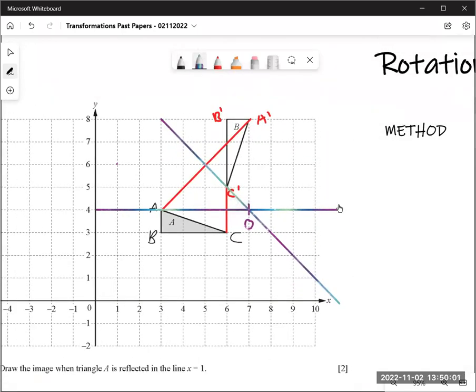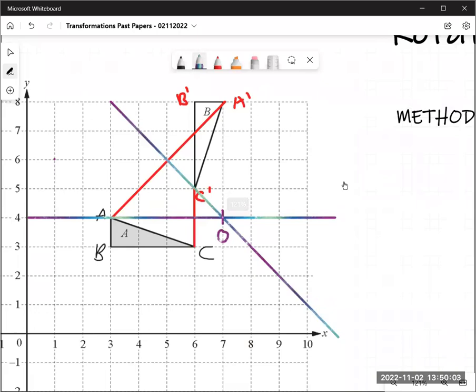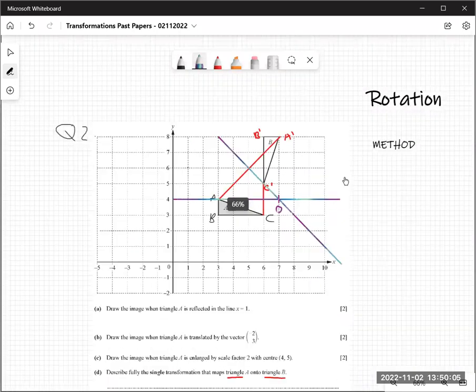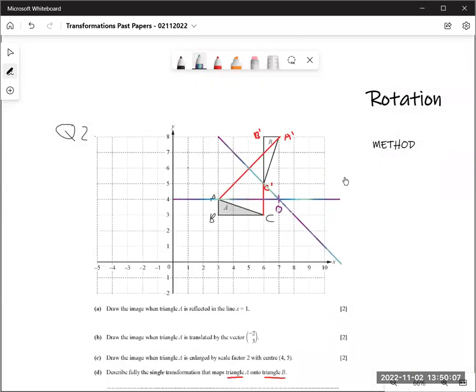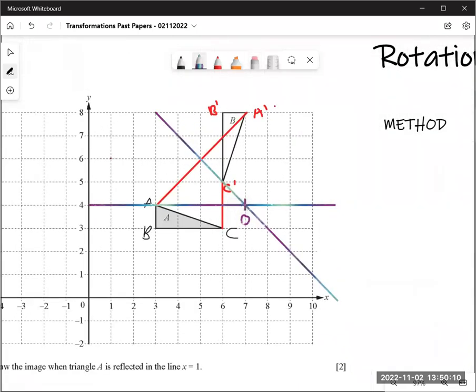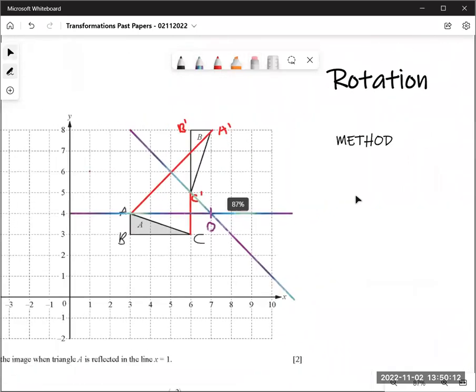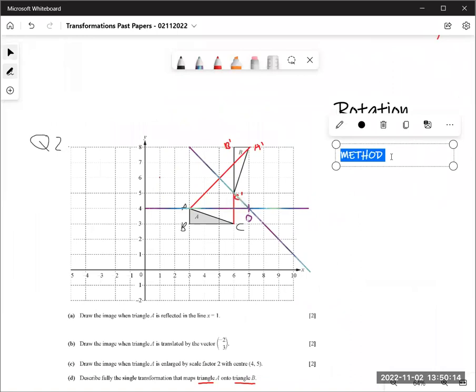That's how I did it in the exam. Well, there's another way by tracing paper, but I need the exact paper for it. So all you have to do is write this in your notebook because we haven't done this yet. So, method of finding center of rotation.